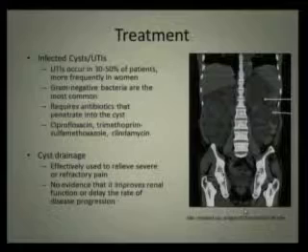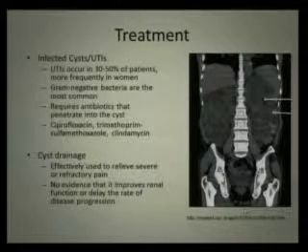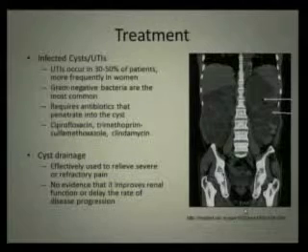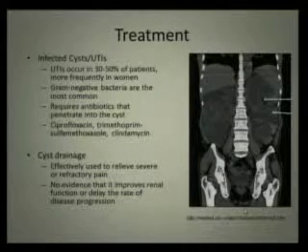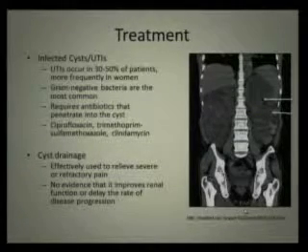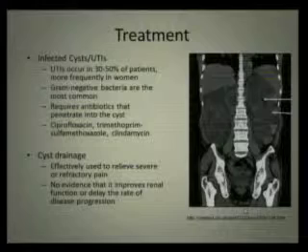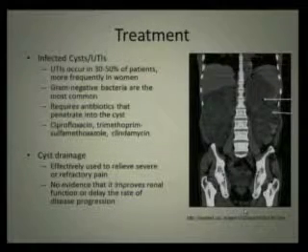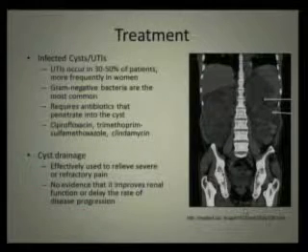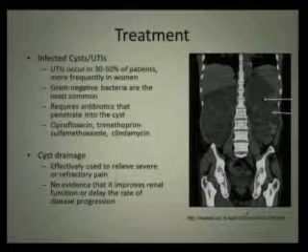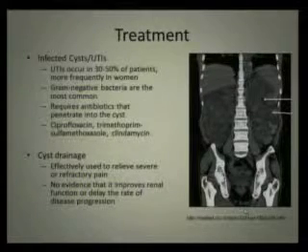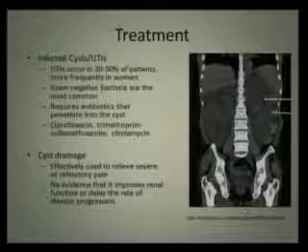So the other treatment, if you have infected cysts or UTIs, and there's a little emphysematous areas here, UTIs occur in 30 to 50% of patients. Usually it's gram-negative bacteria, and it requires antibiotics that will penetrate into those cysts, okay, like Cipro, Bactrim, or clindamycin. And you would consider cyst drainage if it will relieve pain. It can sometimes effectively relieve pain, but there's no evidence that it improves renal function or delays the rate of disease progression.